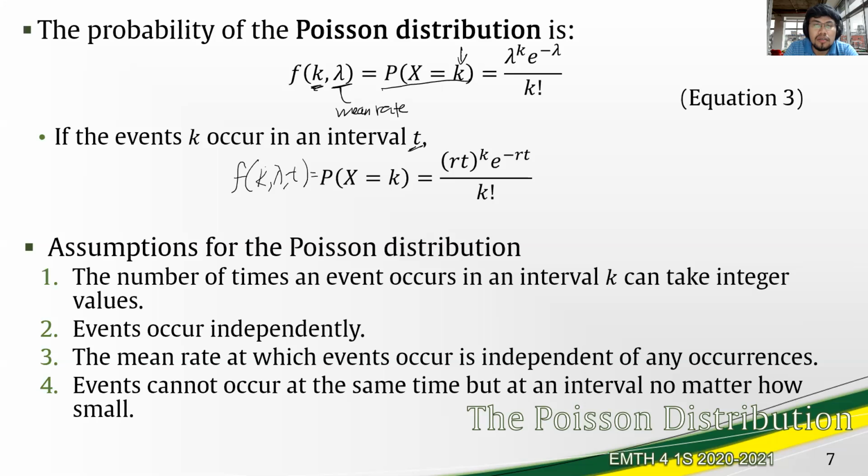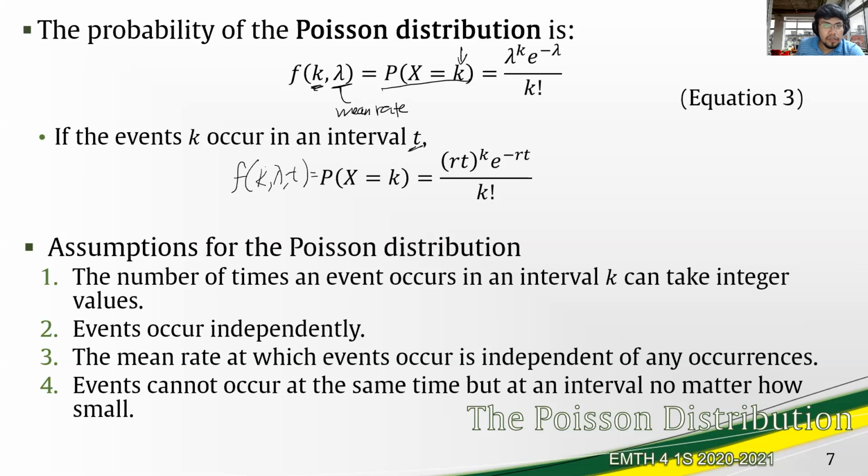That's why when you are trying to tell if a situation could be modeled with the Poisson distribution, these are the assumptions that you have to take note of. All right.